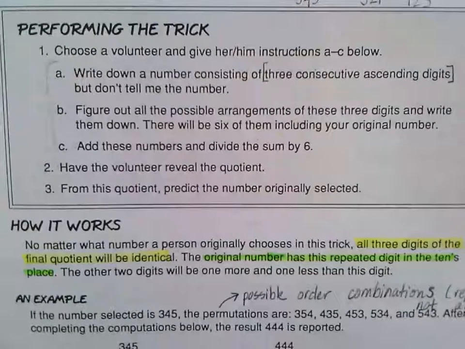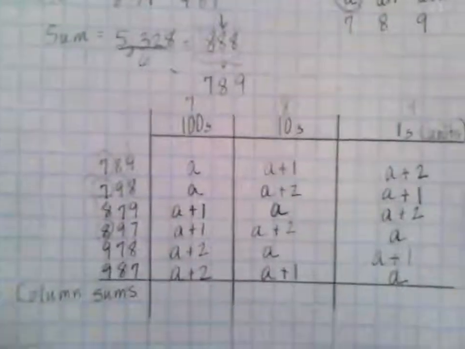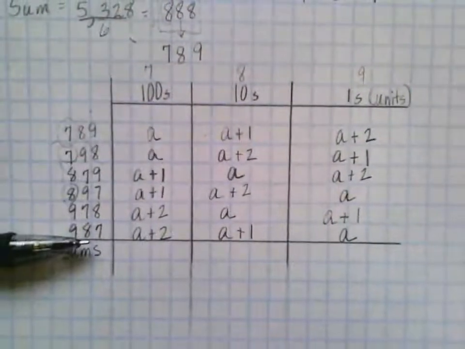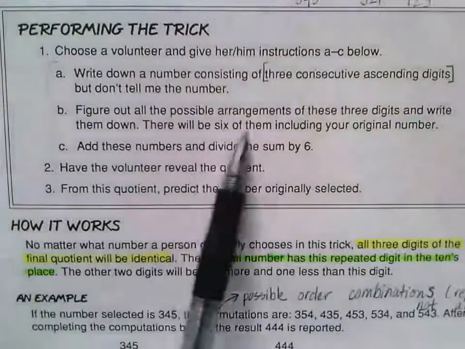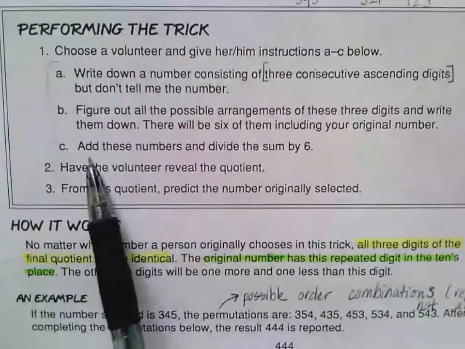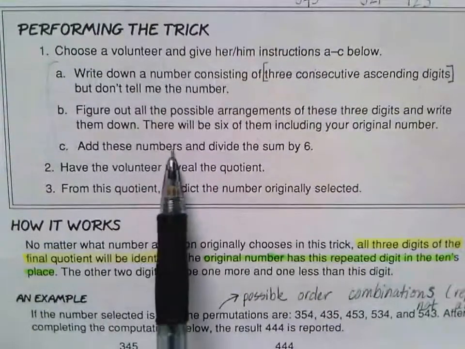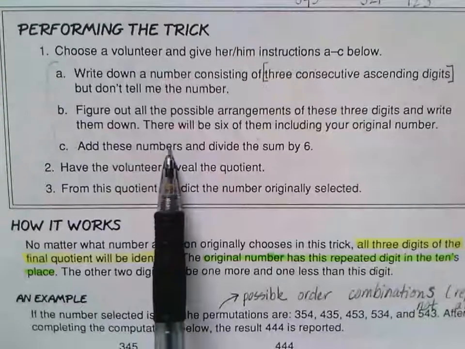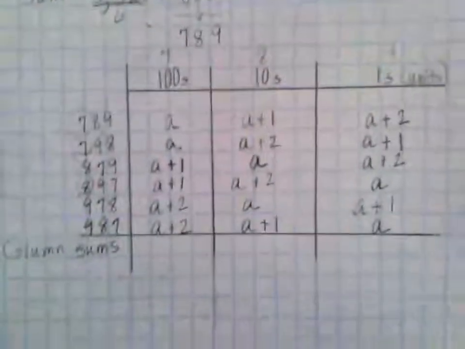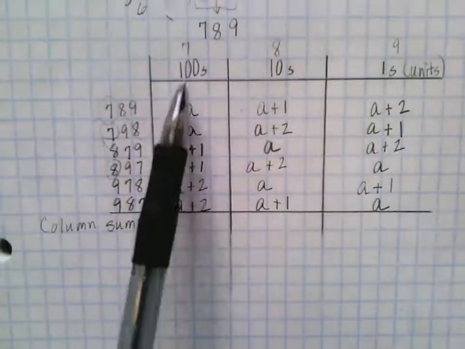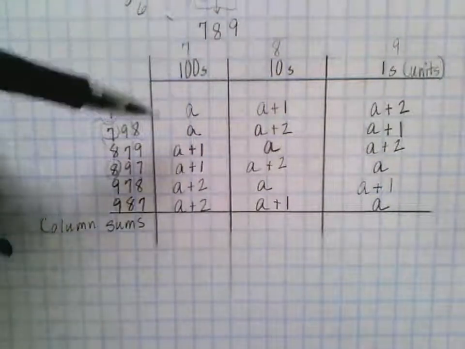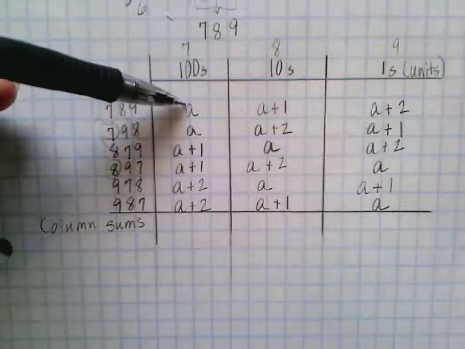Permutation Prediction Part 2. So now that we have all of our possible permutations represented in algebraic form, we are down to Part C, where we are going to add these numbers. So what we're going to do is take the sums of each of these columns algebraically, and so we're going to combine like terms.